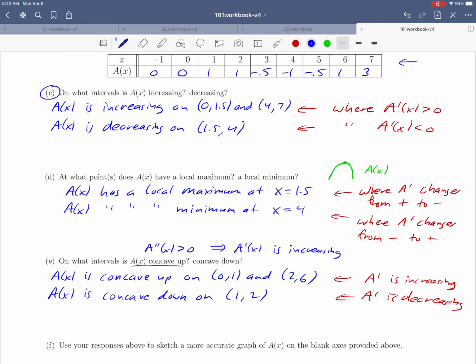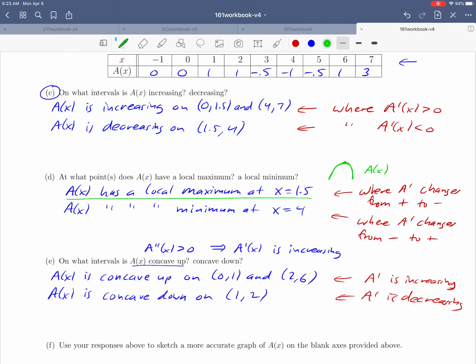So we've completed C, D, and E, and it puts us in a position where we've got enough information that we can maybe draw a more accurate graph of this function A. There is one thing that I'd like to do before we do that, one piece of information that might help us do that. And it kind of goes back to an observation that we made up here in D.